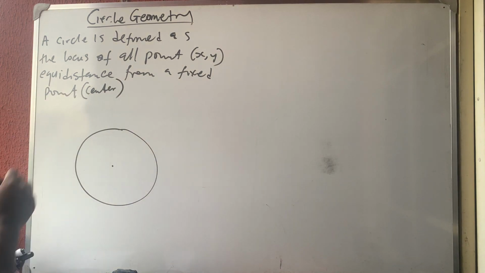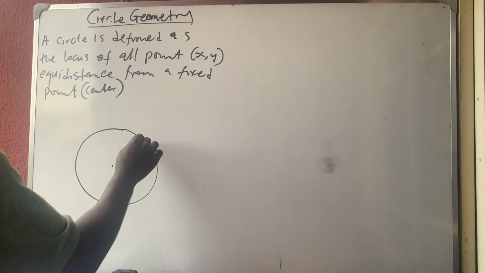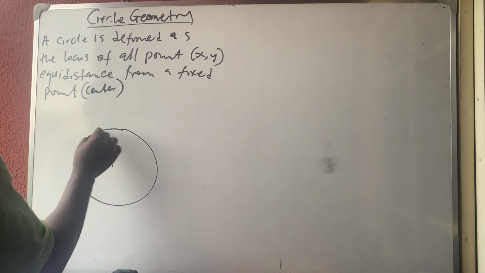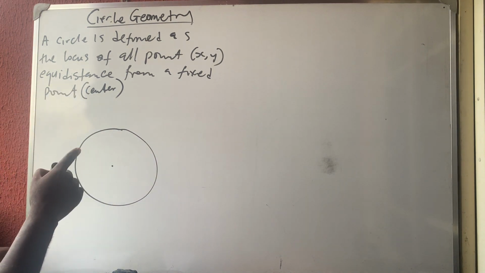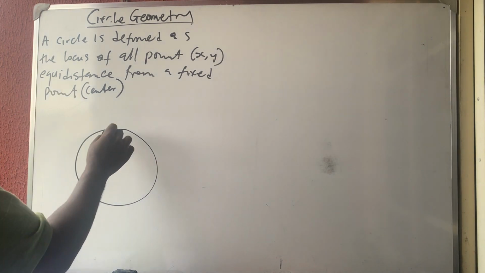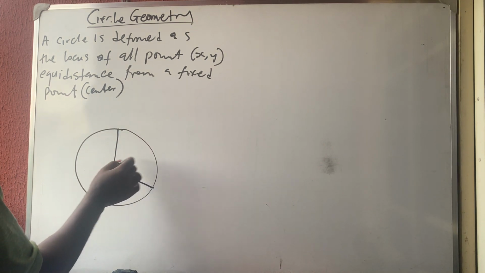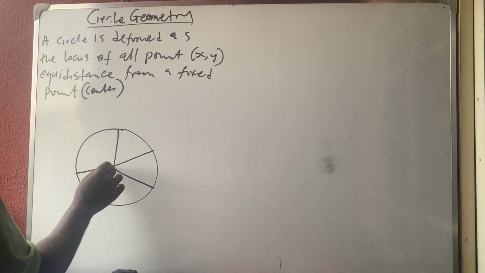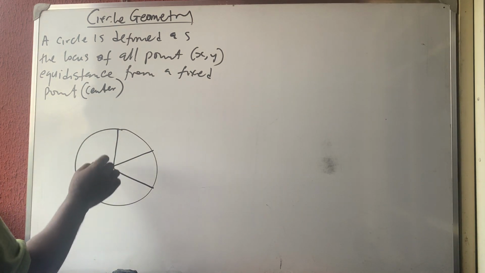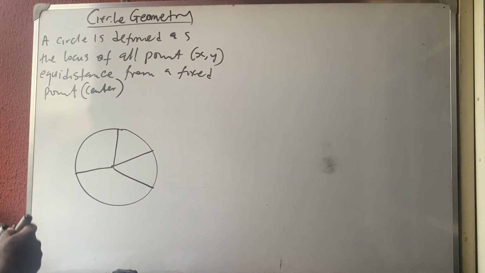Anywhere you stand on the circumference, the distance to the center is equal. If I stand here, the distance to the center should be equal to from here, from here, and from anywhere you stand on the circumference to that fixed point, which is the center. If they are equal, then that shape is a circle. So a circle is defined as the locus of all points equidistant from a fixed point.